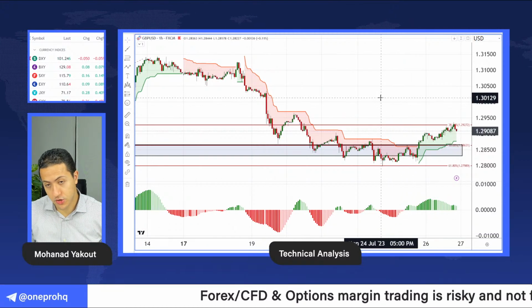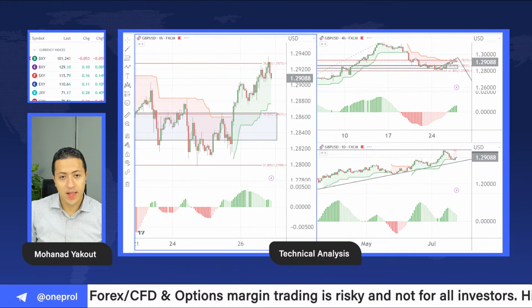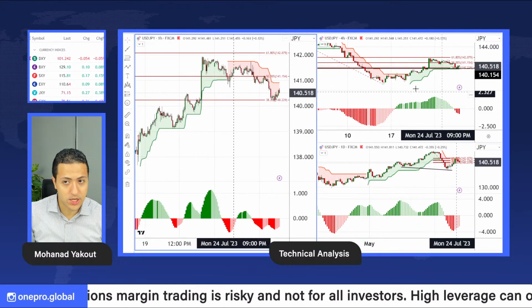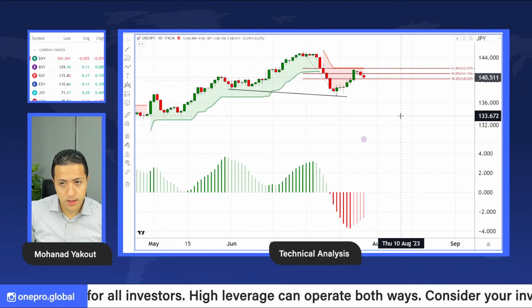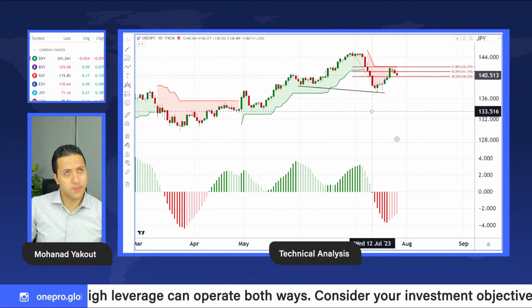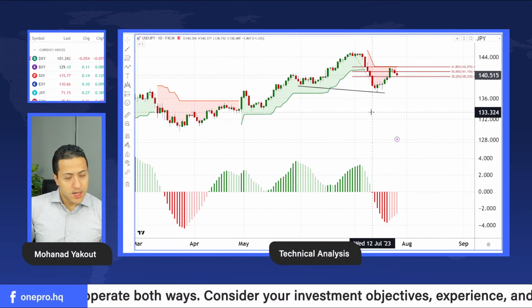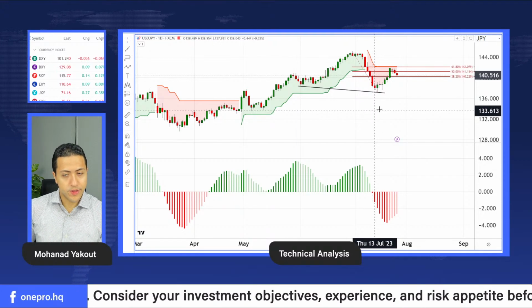This is my strategy, to be honest. Okay, let's have a look at the dollar versus the Japanese yen. The dollar we mentioned, I think it was at the end of last week.